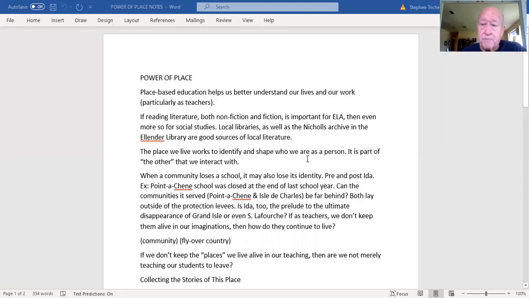Okay, so let me pop up. I'm going to share my screen. Hopefully, here we go, with my notes from The Power of Place. That's Bishop's article. I think it's an excellent article.